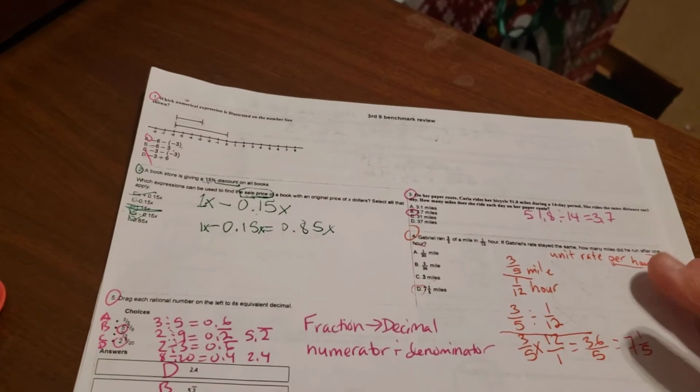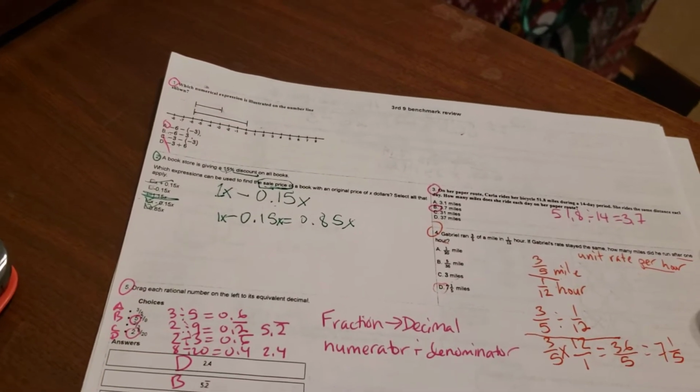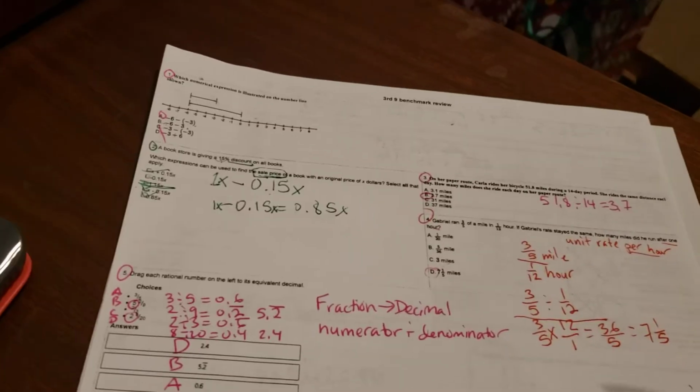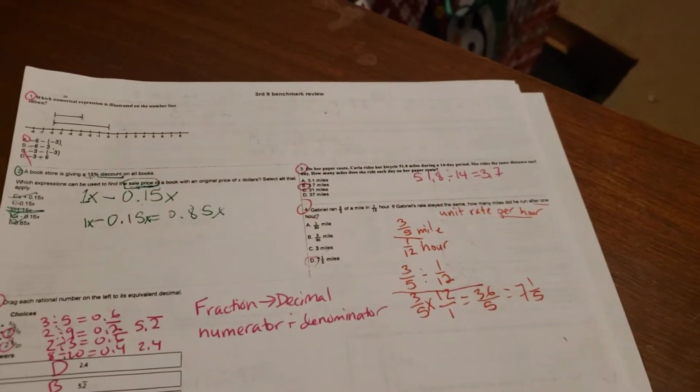Welcome to hopefully the last video from this third nine weeks benchmark. We're going to hit RP3. There are three problems in it: 57, 67, 71. So let's take a look at number 57.